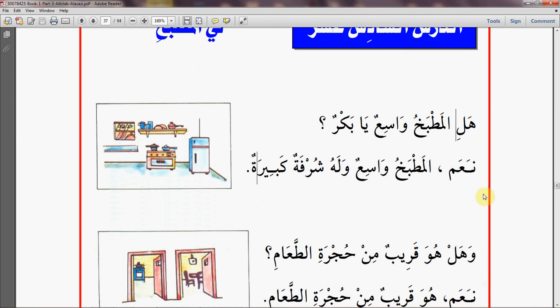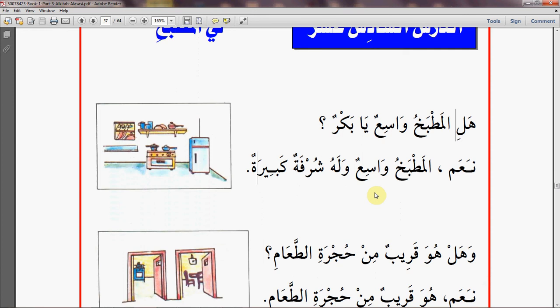Now, if the kitchen is not wide, it's narrow, it's a small one, how will the answer be? If someone asks about the kitchen in your house, and the kitchen actually is not that big, it's narrow, a small one, what is the answer? So لا المطبخ ضيق.